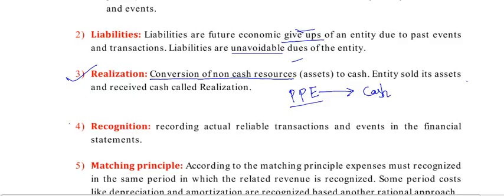Next, recognition. Recognition means we are recording the actual reasonable transactions and events in the financial statements. In the previous example, we sold the property, so that is recorded. What is the entry? We are receiving the cash, so cash is debited, and our property, plant or equipment will be credited, as it is going out from the organization. So we recognized it and recorded it.